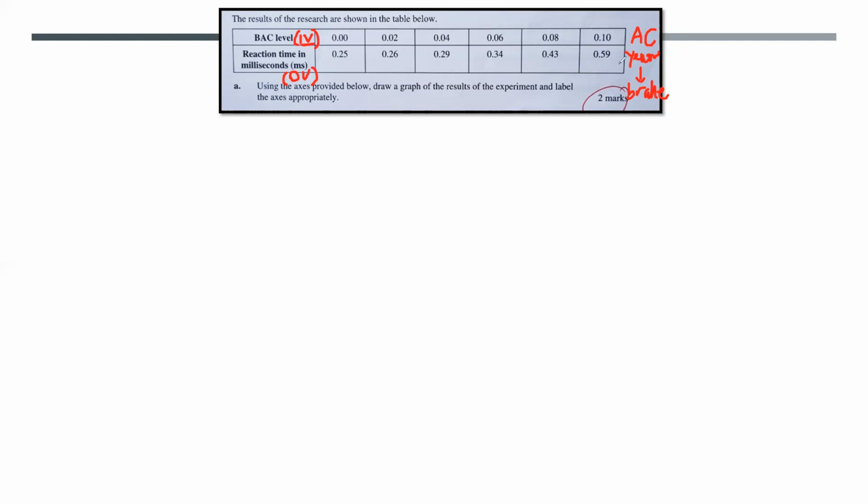Now, looking at the numbers that we have here, we know that our x-axis will end at 0.10. It's not going to go to 0.12 because there is no data there for 0.12. That makes sense. Reaction time, in terms of your scale, is going to end at about 0.6 or maybe 0.8, but you shouldn't go further than that because our highest number is 0.59.